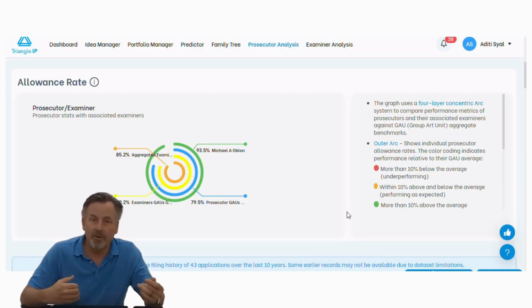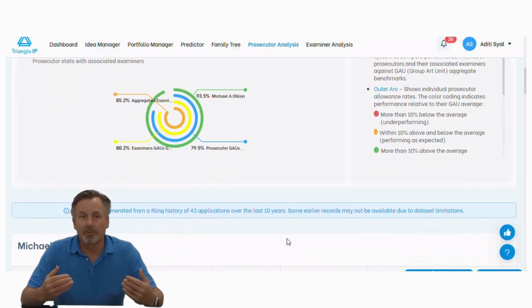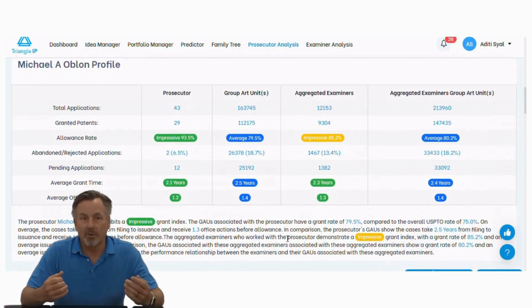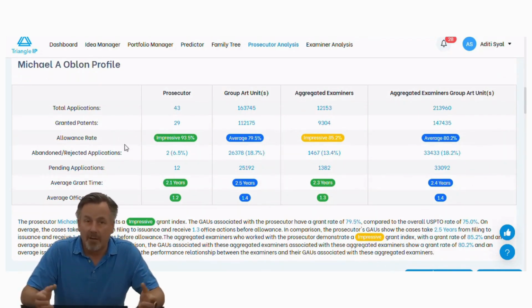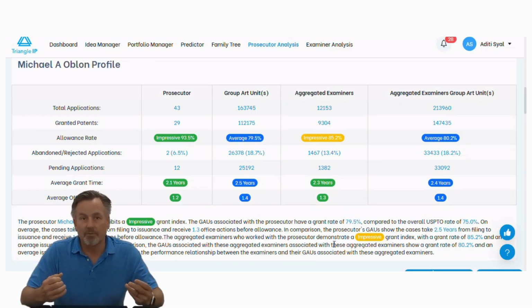Scroll down and you'll see the Prosecutor Profile Table. This is where you get the full picture in one place. You get total applications, granted patents, allowance rate with a color-coded badge, abandoned cases, pending applications, average grant time, and average office actions. All of that side by side for the prosecutor, their group art units, the examiners they worked with, and those examiners' GAUs. And right below the table, the tool actually writes out a plain English summary tying all those numbers together. Really helpful if you're sharing this with someone who doesn't want to read through a table.